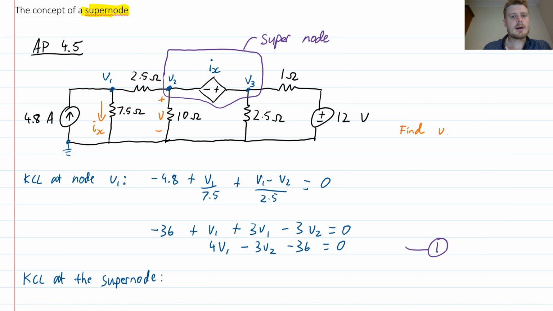And so going branch by branch, basically the first branch would be this one over here. And so I can write V2 minus V1 divided by 2.5 ohms. Then the next branch is over here. And so for this one, I will simply have V2 divided by 10. Then the next branch is over here. And so for this one, I will have V3 divided by 2.5.